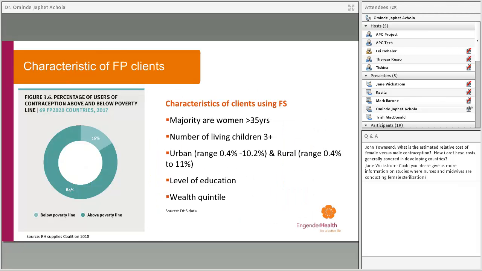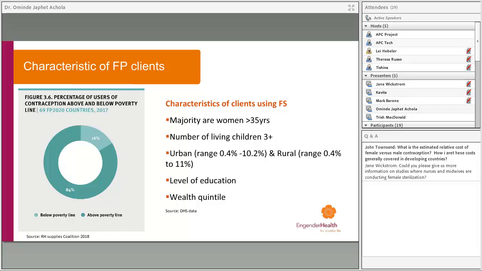So that is how it looks. And who are these women that are accepting female sterilization across the East African region? The majority of them are over the age of 35 years. They have 3 and above living children. There's not much difference in where they reside.